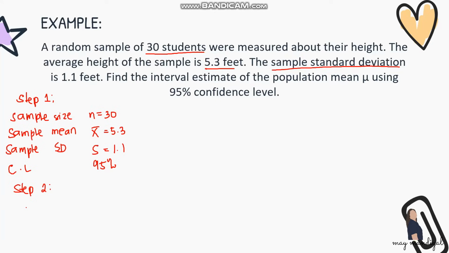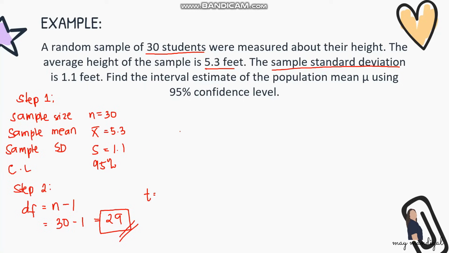So the first step that we have to do is to solve for the degrees of freedom, which can be solved by n minus 1. So n is 30, then minus 1. So our degrees of freedom is 29. Okay? Now, from there, we can now identify the t-value that we have to use. Remember, our degrees of freedom is 29. Our confidence level is 95%.